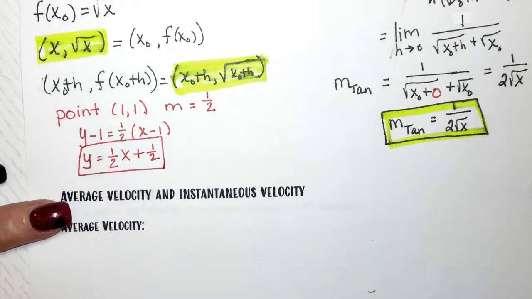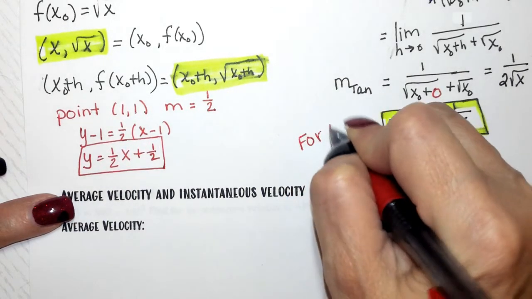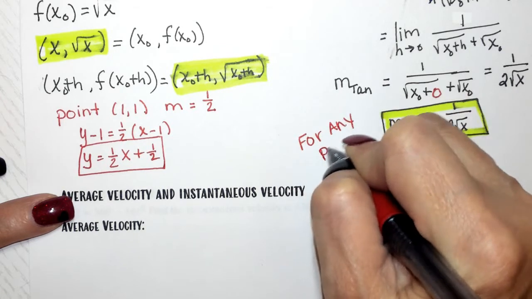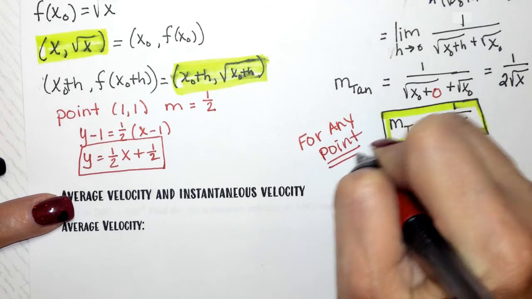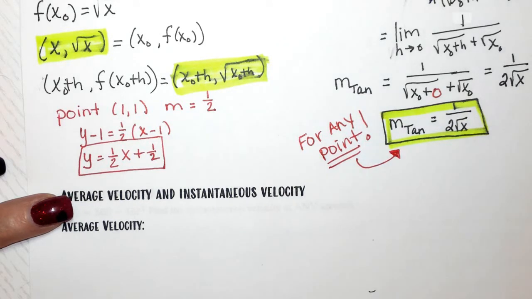There we go. And it works for any point. And that's what's really cool. I'm going to put here on my notes for any. I wasn't planning to work that one, y'all, but I ended up working it. That is for any point on the line y equals the square root of x.